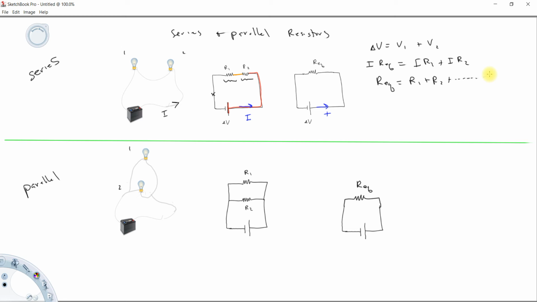All right, so let's talk about a parallel combination now. So here is a picture of two bulbs wired in parallel. And again, I'm going to color code the potential. Well, first of all, I'm going to close the switch in my picture.